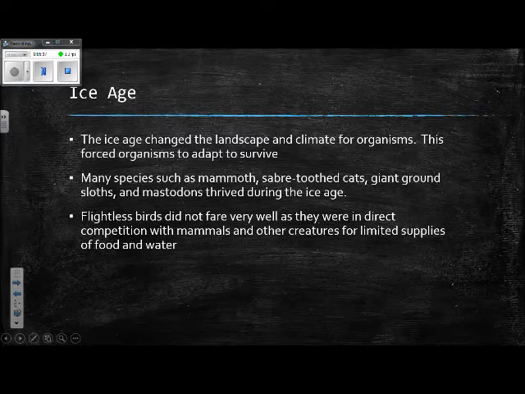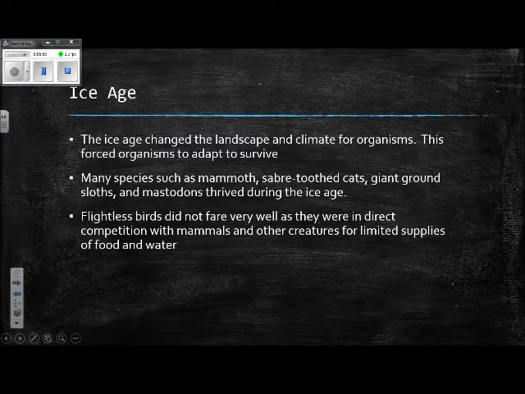Many species, such as the mammoth, saber-toothed tiger, and giant ground sloths, thrived. Those are pretty cool. If you ever want to look at a cool picture, Google an image of a giant ground sloth. You know what a sloth looks like, right? They crawl, but they're enormous, like huge. Anyways, and mastodons thrived during the Ice Age.